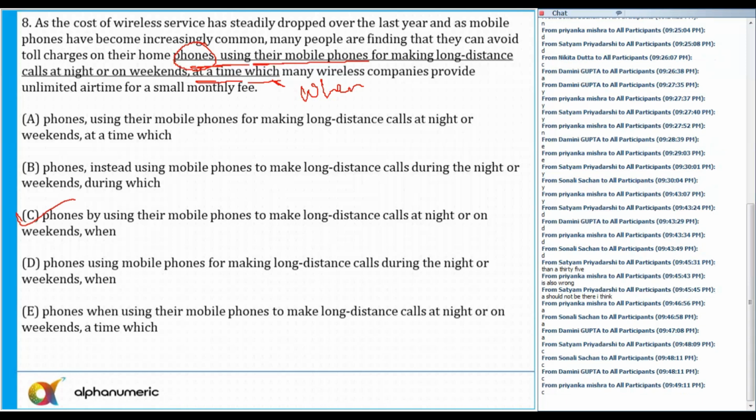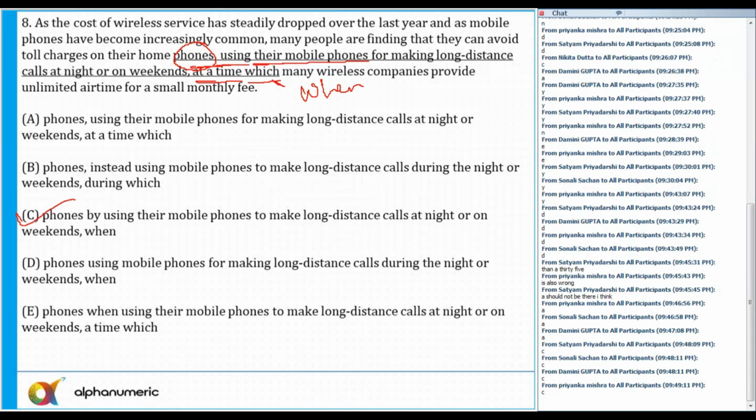Absolutely. On their home phones by using their mobile phones to make long distance calls at night or on weekends, when many wireless companies provide unlimited airtime for a small monthly fee. Absolutely, number C is right. I think all of you marked C.